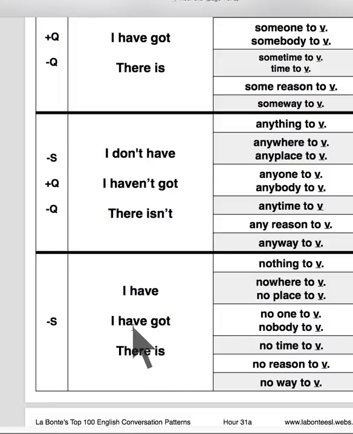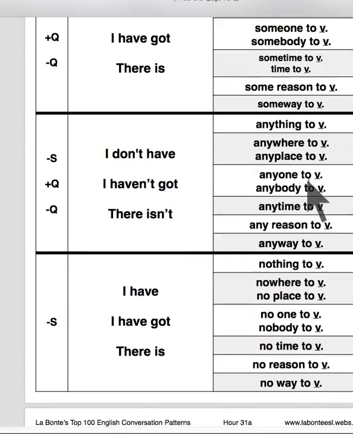I have got has no past tense. It has no future tense. This has the past and the future. I had nothing to do. I have nothing to do. I will have nothing to do. Present, past, future. Despite that, I have got is very commonly used. I haven't got anyone to talk to.